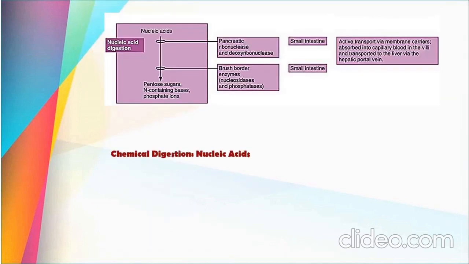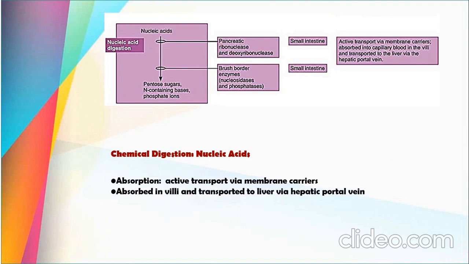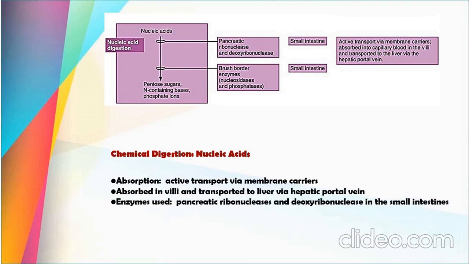Now next one is the chemical digestion of nucleic acid. In that, absorption is active transport via a membrane carrier. Active transport means the solute is transported from lower concentration to higher concentration, and that's why it requires energy. Absorbed in the villi and transported to the liver via the hepatic portal vein.